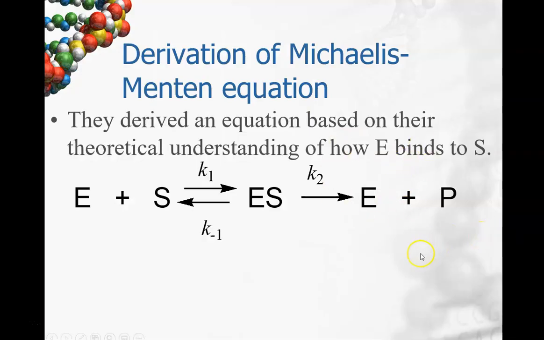So what we should do now is get out our pencils and paper and derive an equation based on our theoretical understanding of how enzyme binds to the substrate. So we can do that by saying that the velocity of our reaction is dependent on this rate constant K2 and the concentration of the enzyme substrate complex.